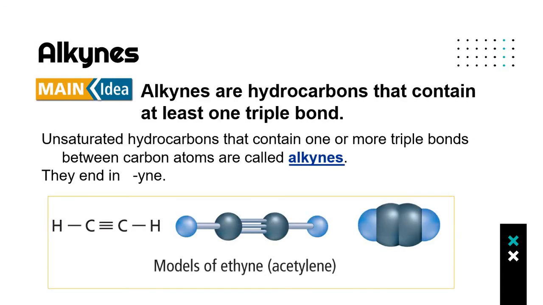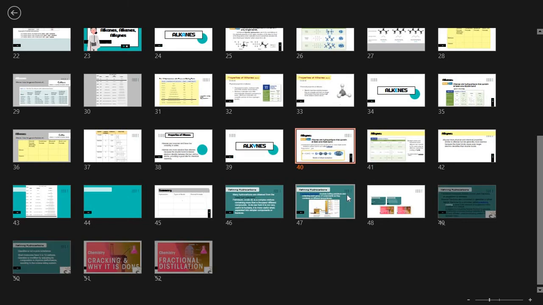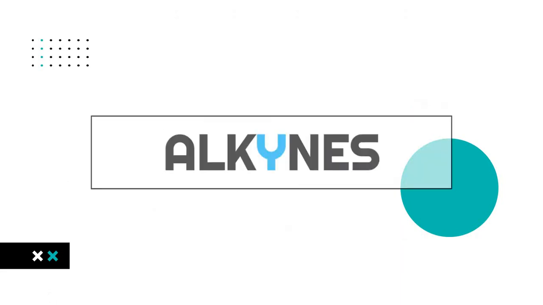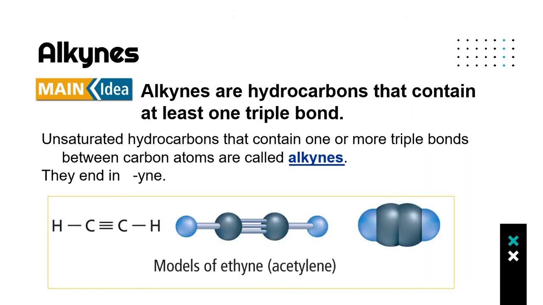So alkynes now. Alkynes are hydrocarbons that contain at least 1 triple bond. So unsaturated hydrocarbons that contain 1 or more triple bonds between carbon-carbon atoms are called alkynes. It ends with the suffix -yne. Okay, so these are example models for acetylene, the simplest alkyne, ethyne or acetylene.